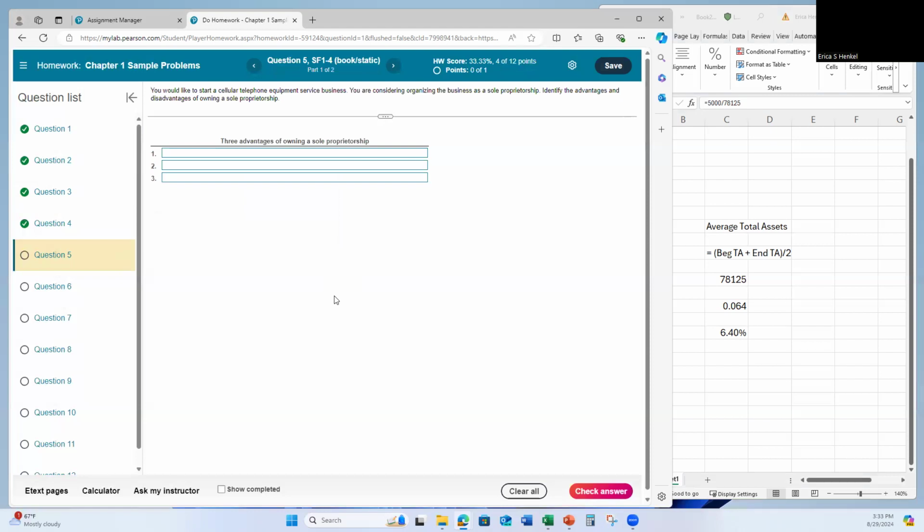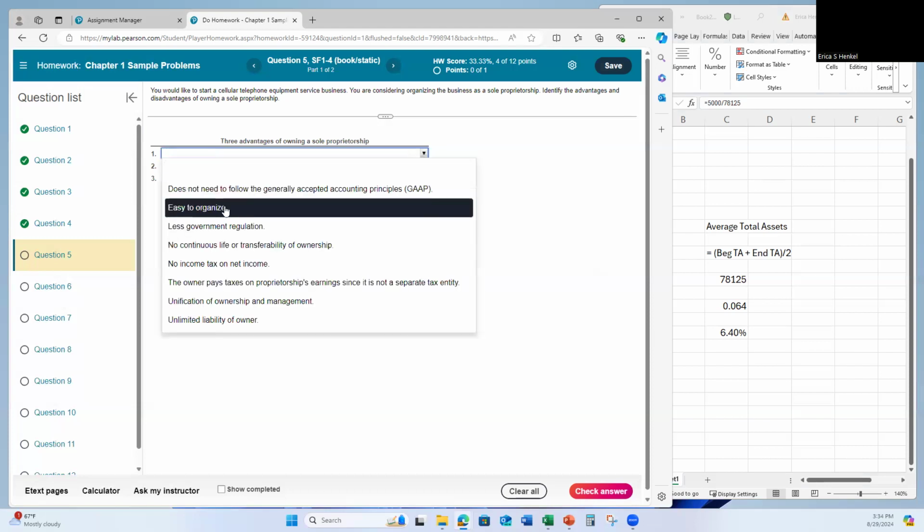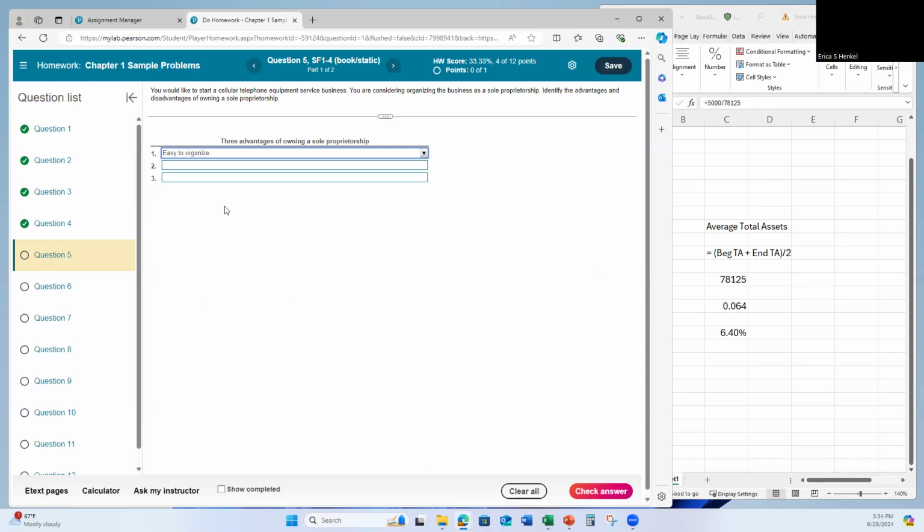All right, I'm going to do this last one here, and then I will switch to the other video. So we would like to start a cellular telephone equipment service business. We're thinking about organizing the business as a sole proprietorship. Identify the advantages and disadvantages of owning a sole proprietorship. Now, the best part about a sole proprietorship is that it is super easy to organize. There's not a lot of paperwork involved. You can just say, hey, today I own a business, and voila, you are a sole proprietor. So easy to organize is definitely the biggest advantage of owning a sole proprietorship.